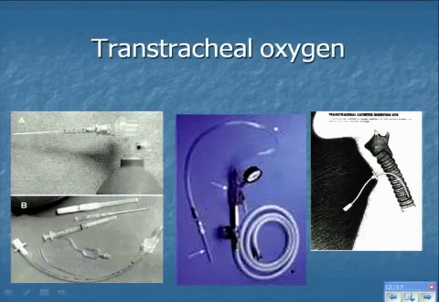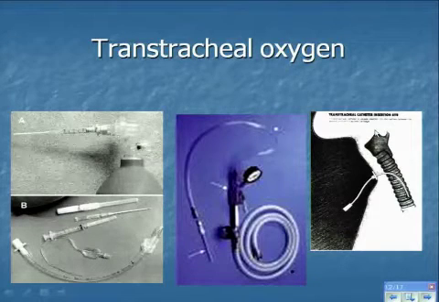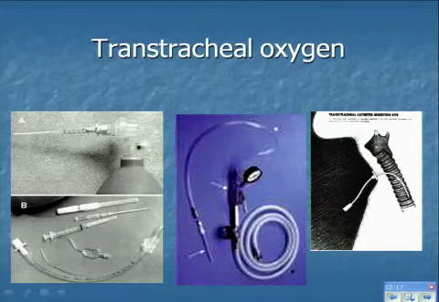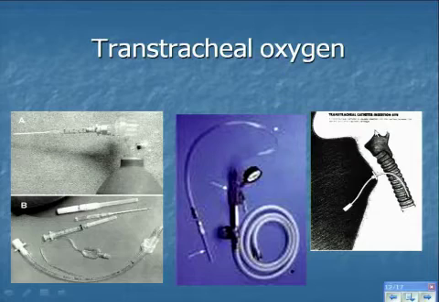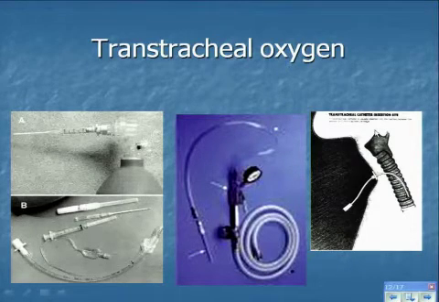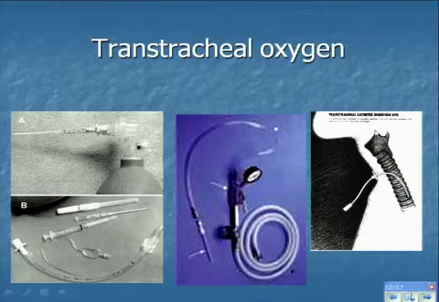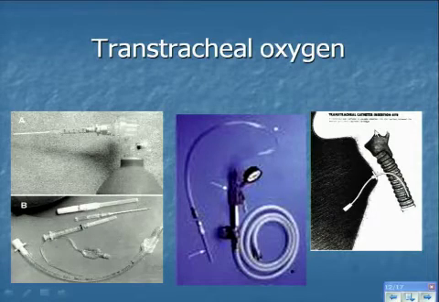When things get really desperate, you can do what's called transtracheal oxygenation. Almost all the anesthesia departments in the United States have this device. What we do is we usually put a 20 or 14 gauge needle through the cricothyroid membrane, and then hook it up to a device that looks like this.